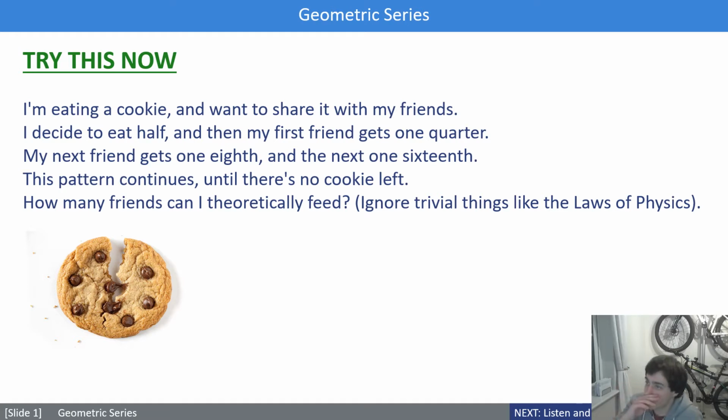So to just start off, consider the following scenario, very realistic. You've got a cookie and you're going to eat half, and then you're also going to give a quarter of the total to a friend, and you're also going to give an eighth to another friend, and a sixteenth to another friend, and so on, and you're going to keep giving that out until there's no cookie left, or when the value of the cookie becomes negative effectively.